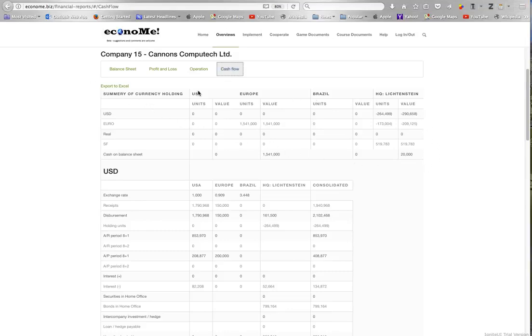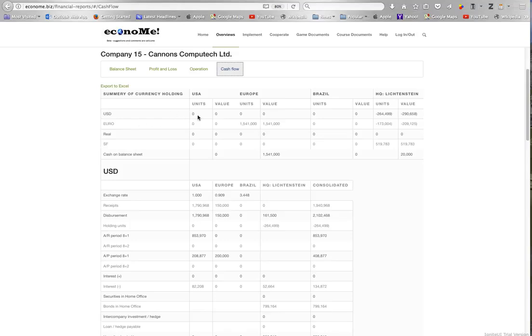This table here is the summary of the holding of the different currencies you may have in any of the areas. As you know, there are 4 currencies in this simulation: the US dollar, USD, the euro, the real, and the Swiss franc. And these currencies, you can have them in any of the areas. Of course, you can have dollars in the US, but you can also have euros in the US, and real and Swiss francs. The same goes for the other areas.